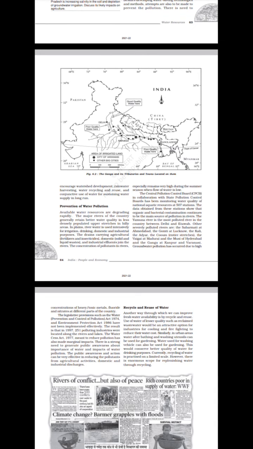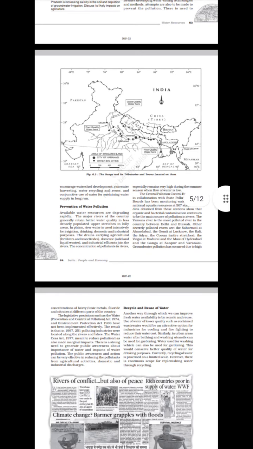Take a look at figure 6.2, the Ganga and its tributaries and towns located on them. The Central Pollution Control Board, CPCB, in collaboration with the State Pollution Control Boards has been monitoring water quality of national aquatic resources at 507 stations. The data obtained from these stations show that organic and bacterial contamination continues to be the main source of pollution in rivers. The Yamuna River is the most polluted river in the country between Delhi and Etawah.